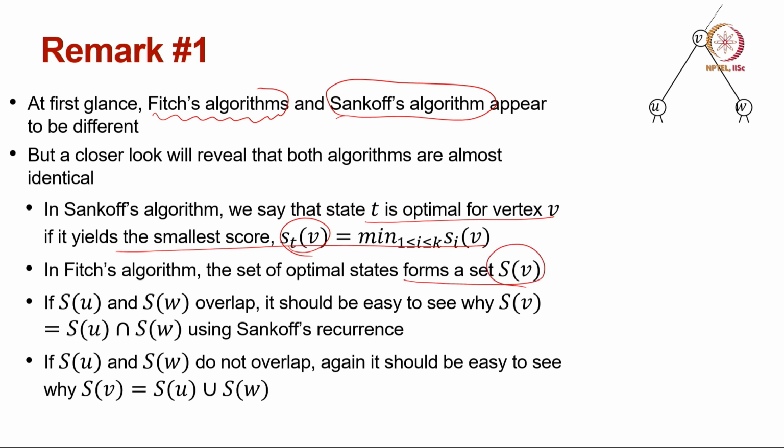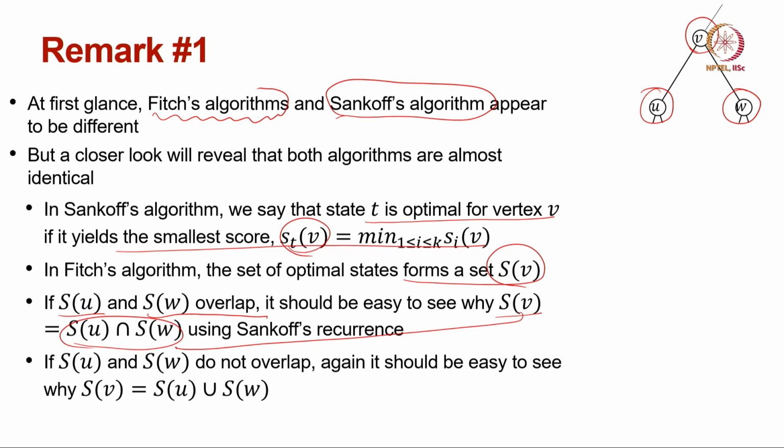Observe that if you consider V as a parent node and U and W are the children, if S_U and S_W overlap, it should be easy to see why S_V should be the intersection of both sets, because if you apply Sankoff's recurrence, you will immediately get that S_V should be the intersection of these two sets. Remember that we are working on an unweighted case, and if you apply Sankoff's recurrence on these sets, you will understand why this intersection is happening here.